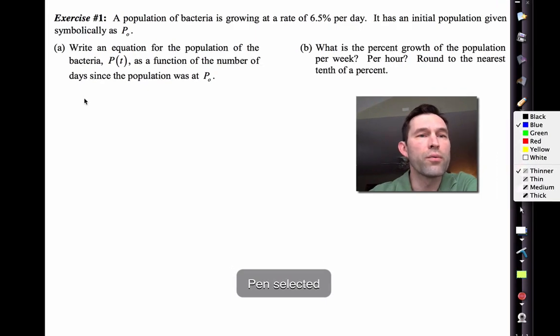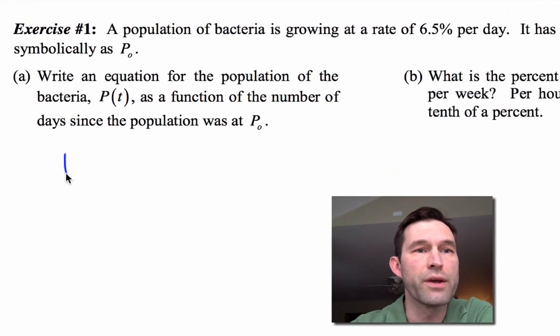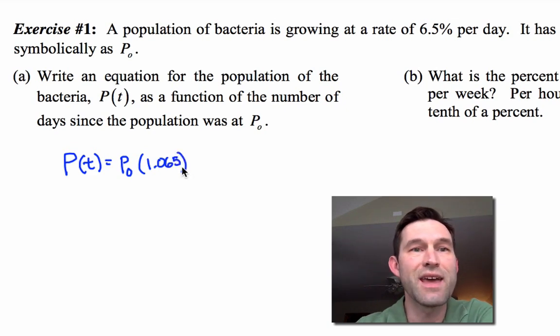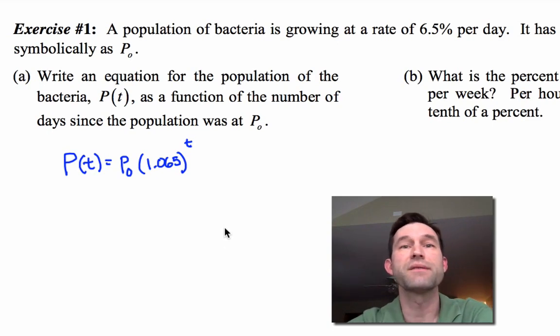So as we know, when we write an exponential equation, we've got our p of t, and we always take what we start with, in this case p sub 0, and we multiply it by something. In this case, we multiply it by 1.065. Each day that goes by, we get to multiply by that again. So the number of times we multiply by it is the number of days, t. All right, that's simple enough.